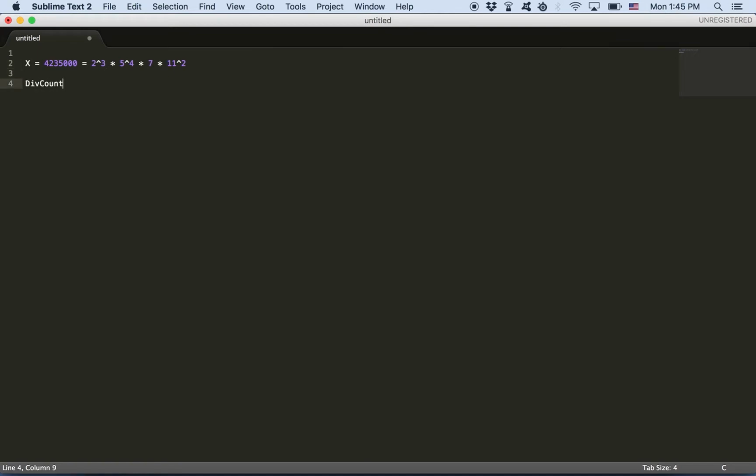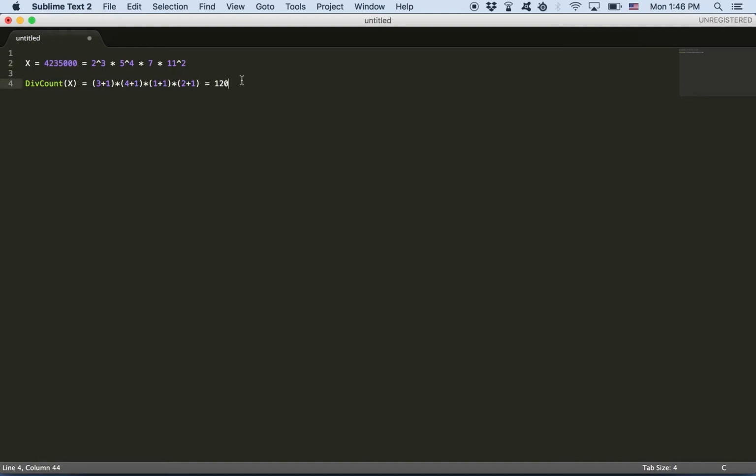So div count, our imaginary function that finds the number of divisors of x, is equal to, we take each of these exponents, add 1 to them and multiply them. So 3 plus 1, times 4 plus 1, times 1 plus 1, times 2 plus 1, and this is equal to 120. This means that this number has exactly 120 divisors.